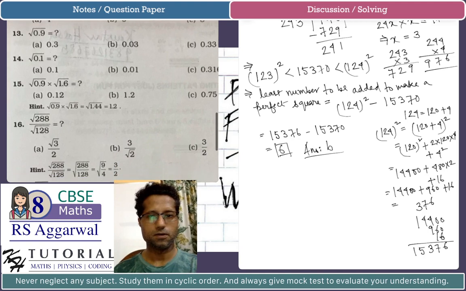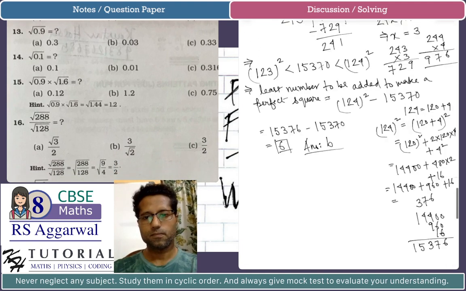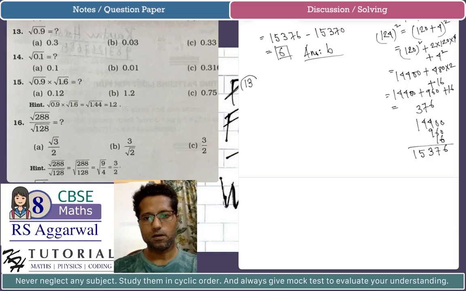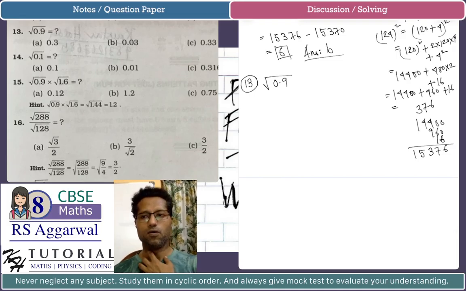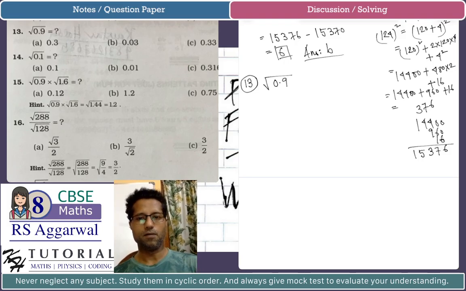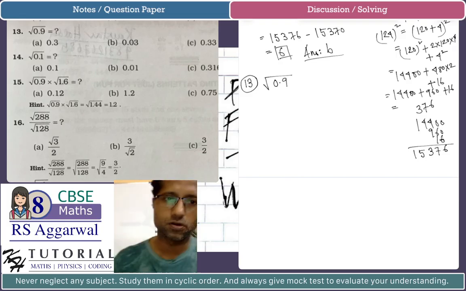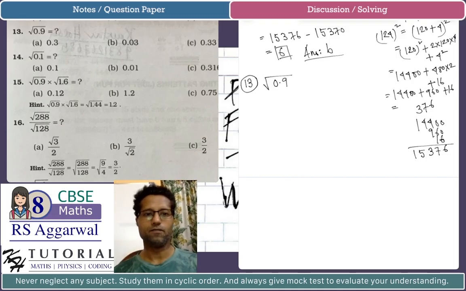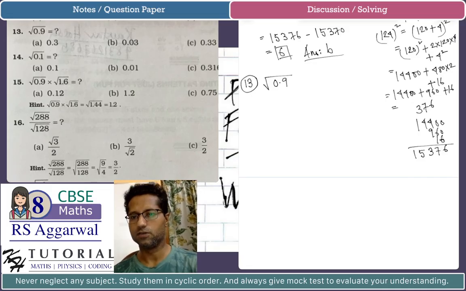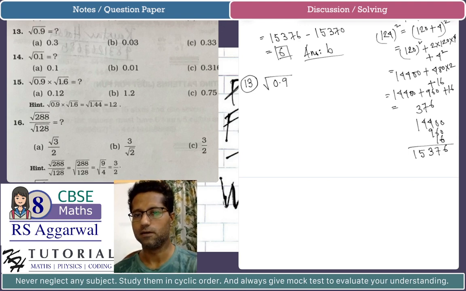Let's do question number 13. We have to find the square root of the decimal number 0.9. Now I will show both methods, the one that I have discussed in the very recent video about finding the square root of decimals and fractions. Let's first solve that using my method, and then I will solve a direct method using the long division method that deals with finding the square root of decimal numbers.